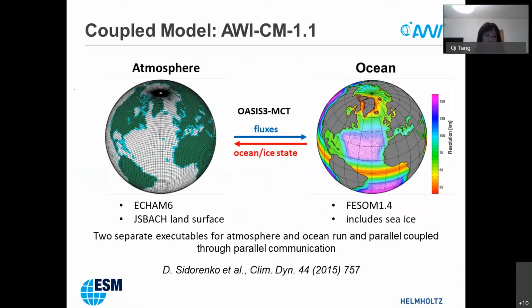The coupled model we use is the RV climate model. It consists of the ocean model FESOM, including a sea ice model, and an atmosphere model, ECHAM6, including a land surface model. These two models are coupled through the coupling software OASIS3-MCT by exchanging fluxes between these two compartments.